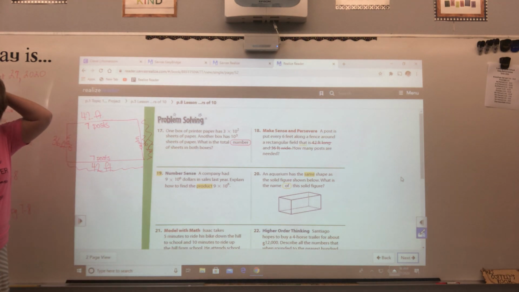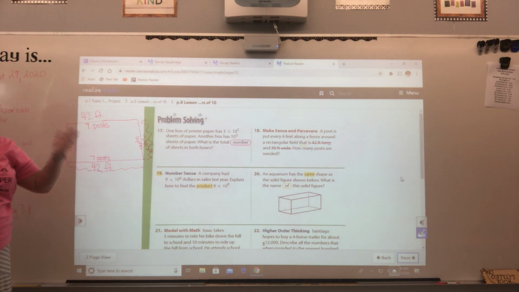Now we're to the question. How many posts do I need? Cooper, help me. I've got to go to the store and buy some posts. How many did I end up needing? What am I going to do? Add. Add what? 7 plus 7. Okay, when you add those together, what do you get, class? 14. Okay, write that on your scrap paper.